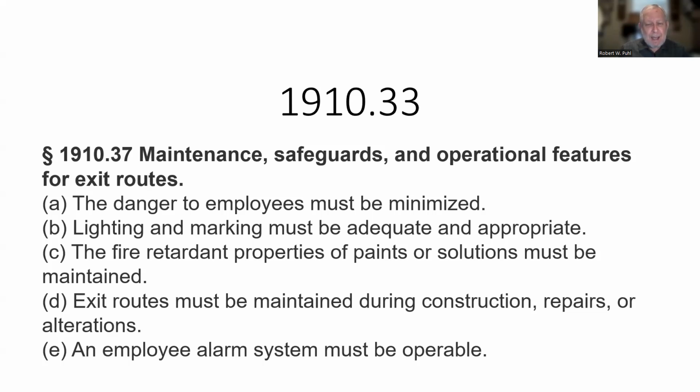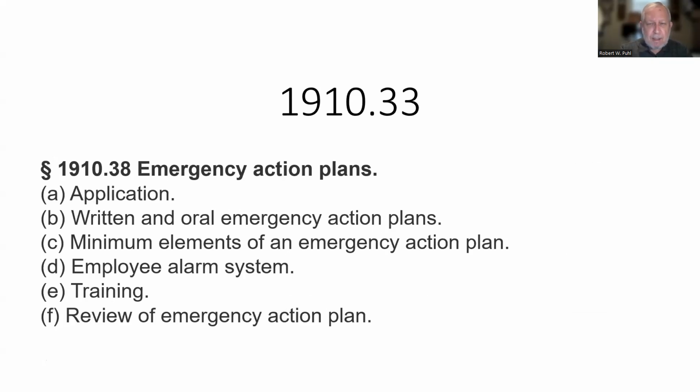Exit routes must be maintained during construction, repairs, or alterations. This is a big one. In potential, because somebody might have an exit route messed up or blocked during some kind of alteration, and that can be a problem, a big problem. Employee alarm system must be operable. Yeah, it ain't much good if it's not operable. Emergency action plans, the application, written and oral emergency action plans, the minimum elements of the emergency action plan, employee alarm system, training, and review of emergency action plan.